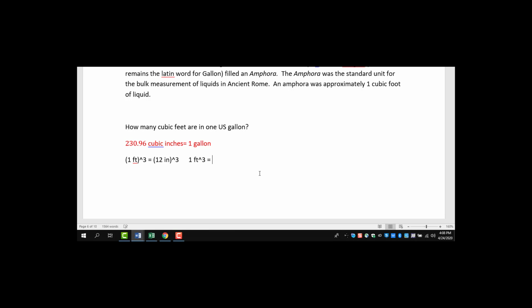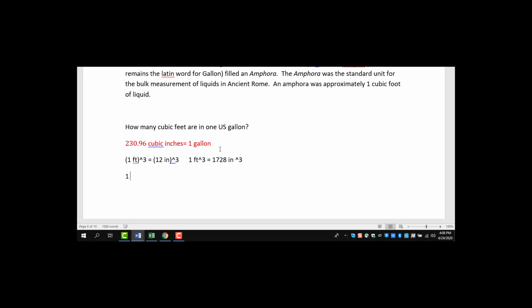So 1 cubic foot is 12 times 12 times 12, which is 1728 inches raised to the 3rd power, cubic inches. So now I can go from gallons to cubic inches and cubic inches to cubic feet. So let's try this. You think about it.